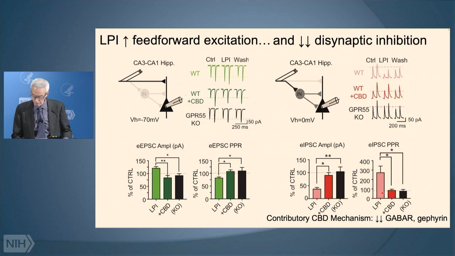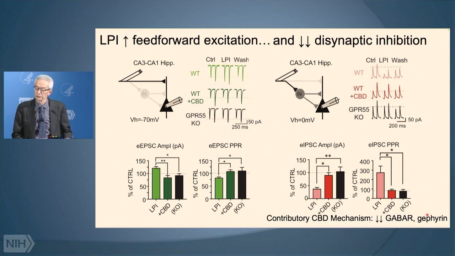So we worked out the mechanism of this, and I won't take you through it. It's very conventional receptor biochemistry, showing that the number and intensity of GABA receptor clusters has gone down, and that's because gephyrin has gone down and the gamma-2 subunit of the GABA receptor has gone down. I'm going to skip that to save time.